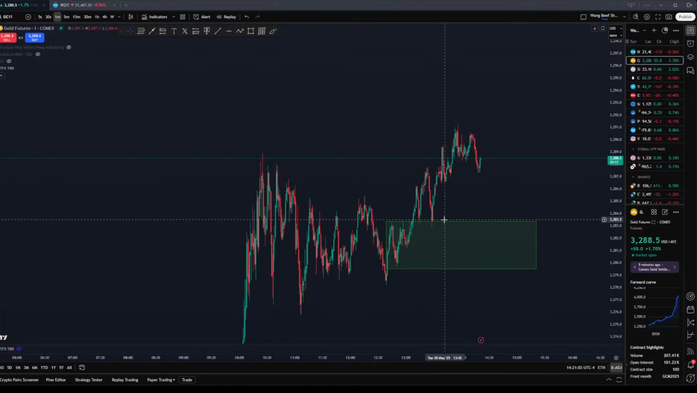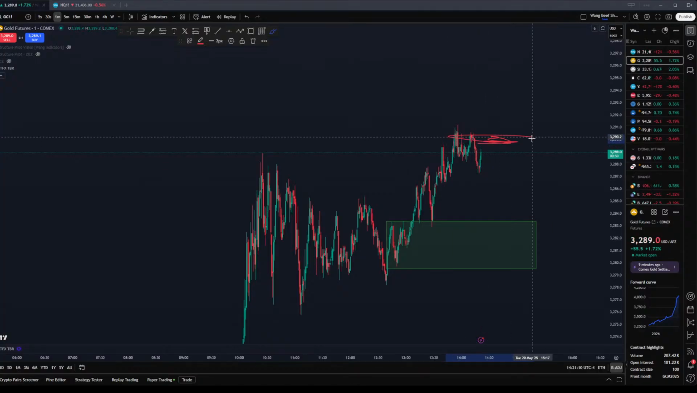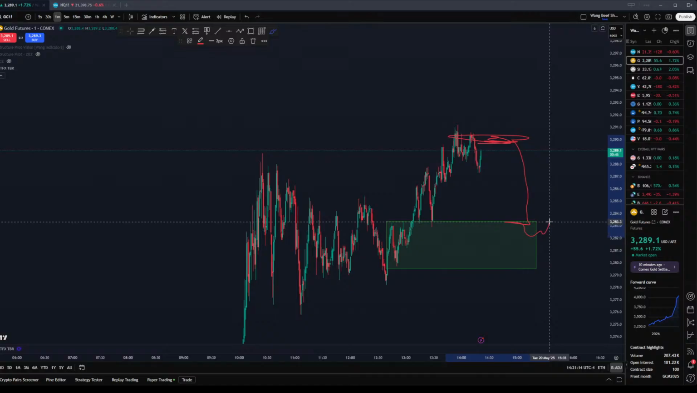This would be the target for me. Let me check. If price fails here, fails there, I expect this to get taken. So yeah, that would be my short. Let's see what happens.